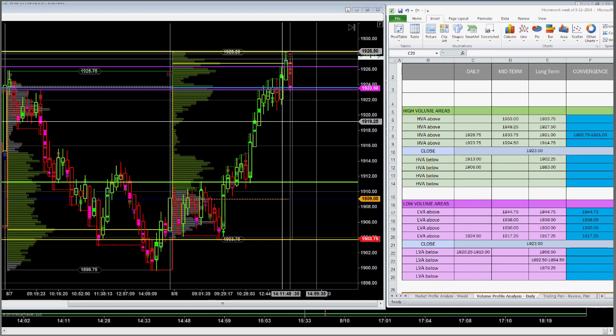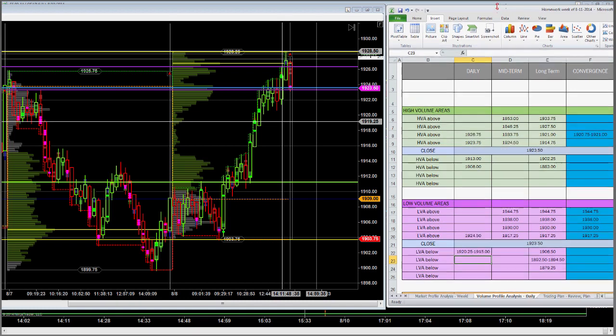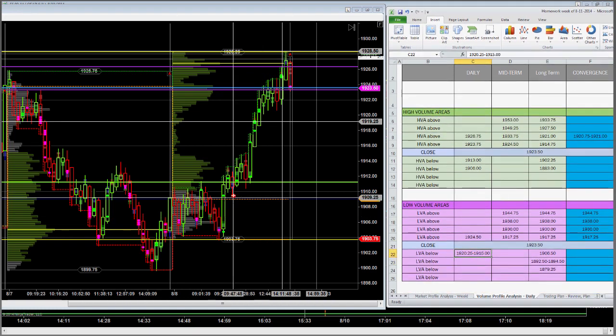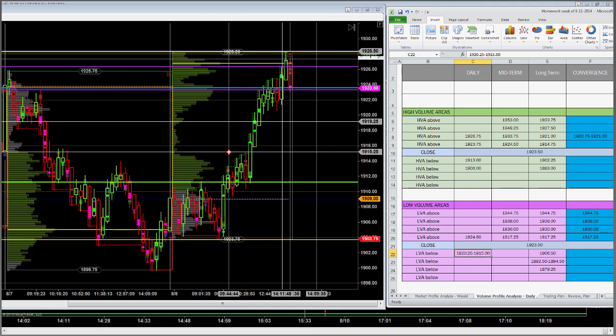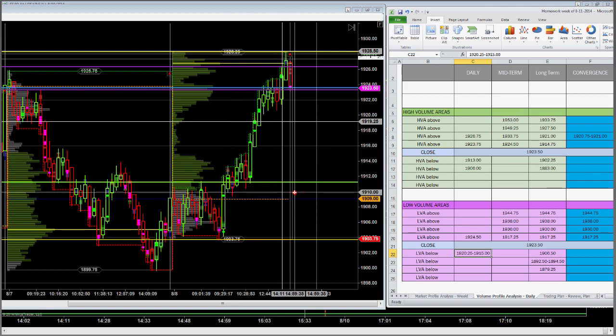I could not stress it more. So once we have this data, go back to this. I start plugging in these numbers. There's a low volume area range, and I'll put the whole range in, 1920.25 down to the 1915 level there. And then I'm looking lower to see if there's anything else in terms of a low volume area.